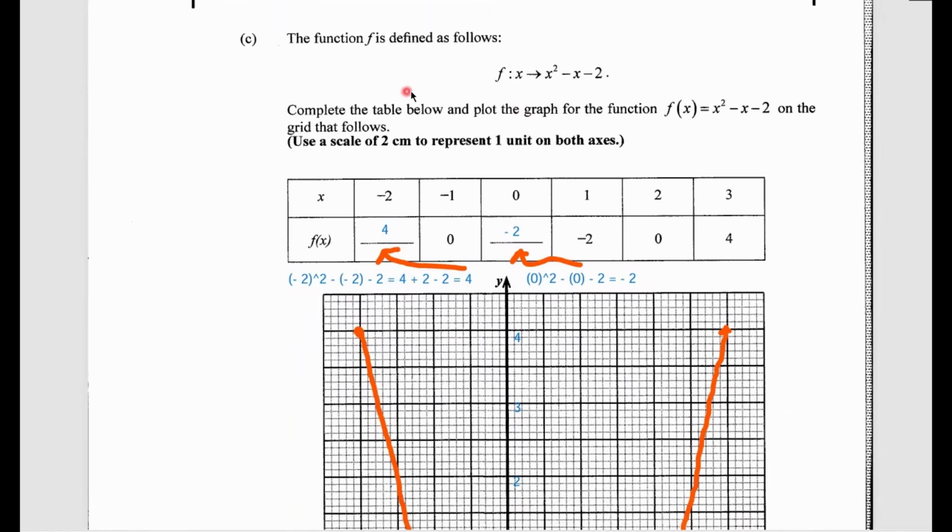Part C, function f, f of x is x squared minus x minus 2. Complete the table below and plot the graph for this function on the grid. So, okay, let's first figure out the values. What will be f of minus 2? Following this, it will be minus 2 squared, minus minus 2, subtract 2. Minus 2 squared is 4. Minus minus is a plus, so it's 4 plus 2 minus 2, which will give me 4. So I put 4 there. With 0, it'll be 0 squared minus 0 minus 2, which gives you back minus 2.